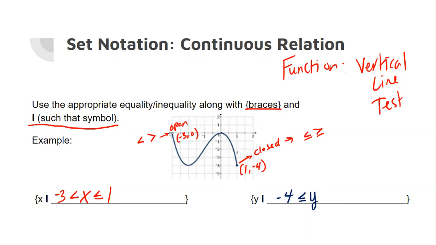And the thing is, it's a little tricky. I'm open at -3, but notice here at 0, I'm what? I'm closed. As long as I'm closed at one location, then it's going to be the less than or equal to. No, it's a continuous point. So they're all connected.